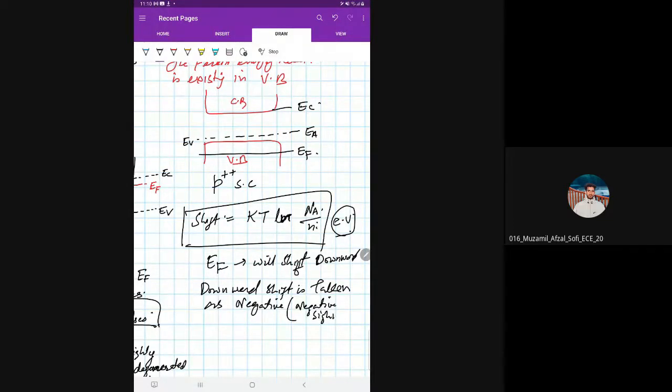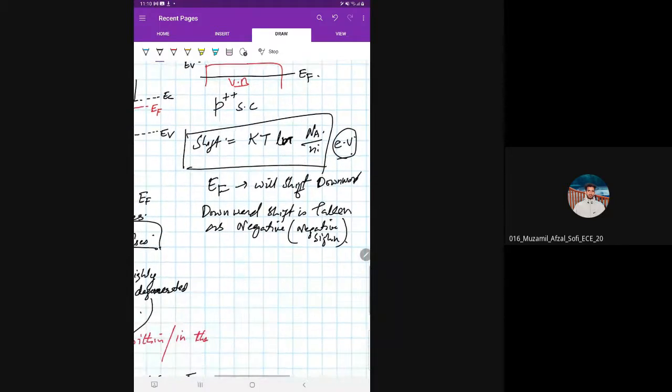And where the shift is upward in an n-type semiconductor, it will be with a positive sign. Okay, so let me write it clearly. In n-type semiconductors, the shift for E_F is upwards, and an upward shift is taken as positive.